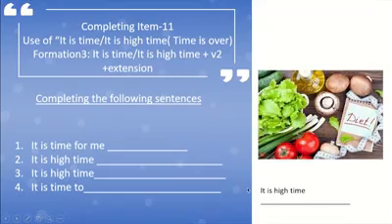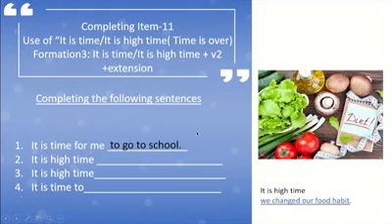Next rule is, it is time, oblique, it is high time. That is, time is over. Here we can see some pictures. It is time we changed our food habit. It is high time we changed our food habit. That means the structure is, it is time plus it is high time plus subject plus verb 2 plus extension. It is high time plus subject here we, and verb 2 here changed, and extension here our food habit.